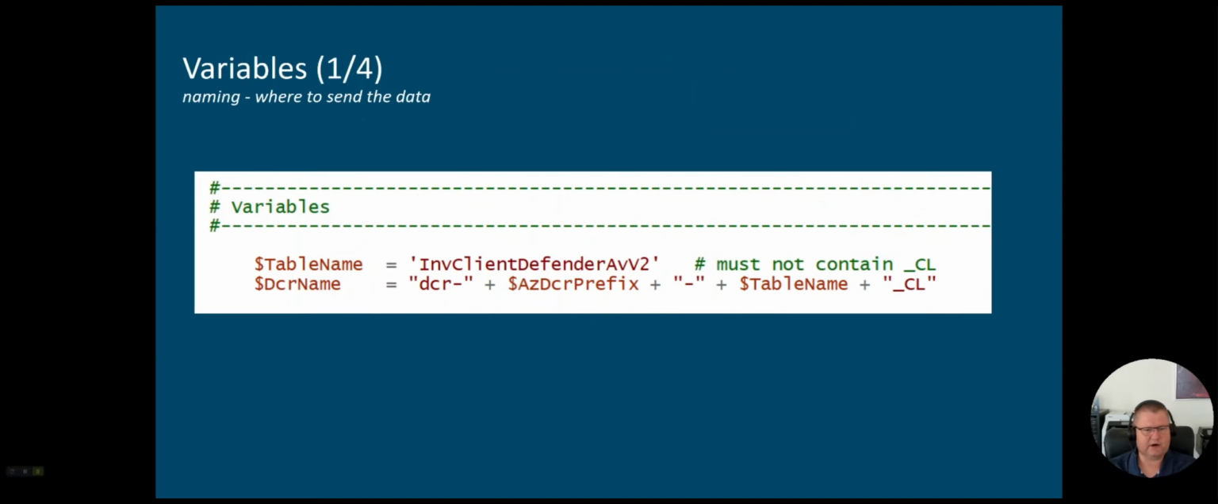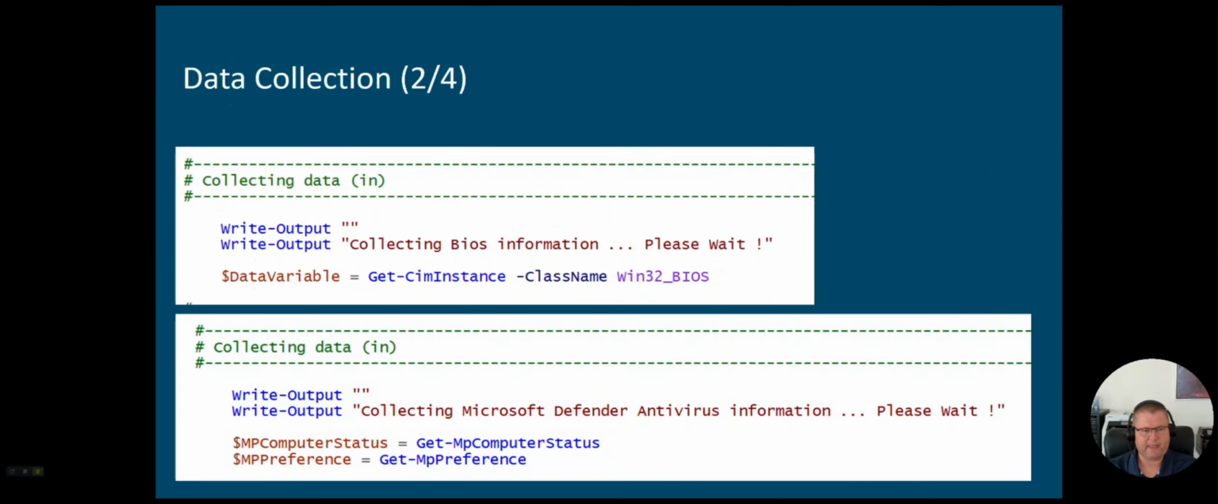So how do you do this? How do you define it? It's very, very simple. You basically define what table you want to send the data into, and what the structure of the DCR naming convention is. Here's an example of how you can define that. Then you define which data to send up. In this case, I'm doing a Get-CimInstance, looking at the BIOS class, and putting that into the data variable here. Another example below is Get-MPComputerStatus or Get-MPPreference, and I'm getting that into the data variable.